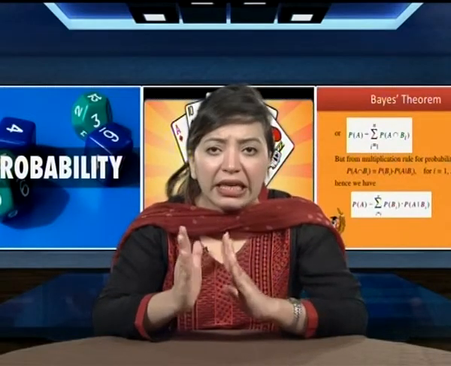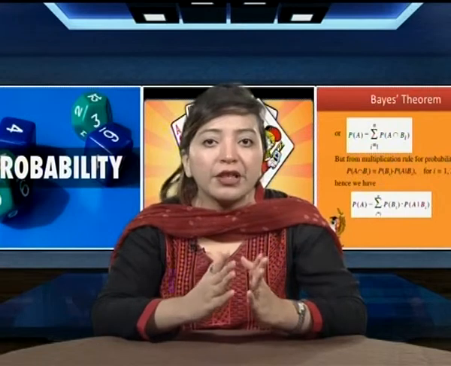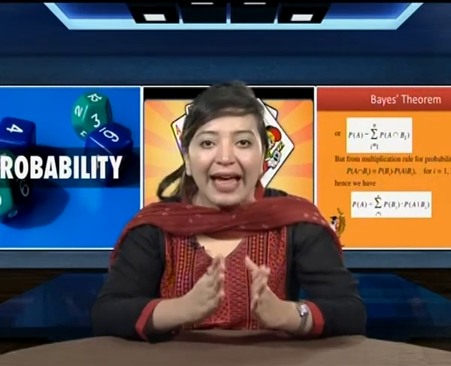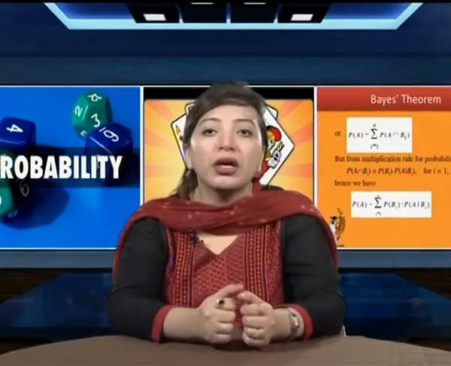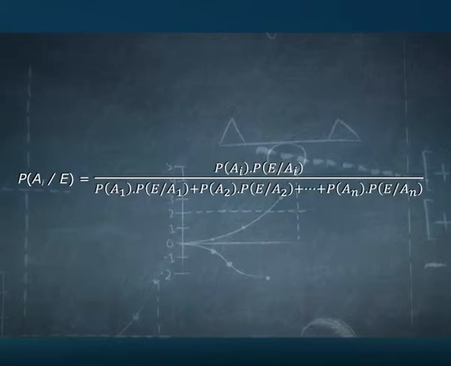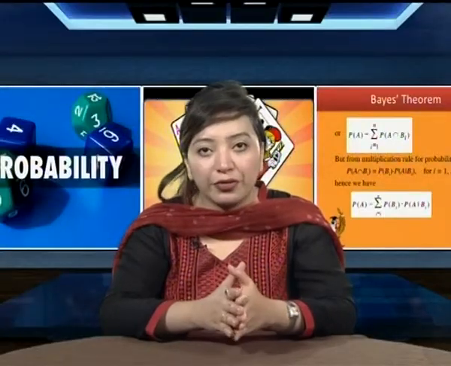Now substituting in equation 1 the expression of probability of E obtained in equation 3 and the expression of probability of AI intersection E obtained in equation number 2, we get probability of AI given E equals probability of AI times probability of E given AI, the whole thing divided by probability of A1 times probability of E given A1 plus probability of A2 times probability of E given A2 plus so on, probability of AN times probability of E given AN. So this completes the whole proof.